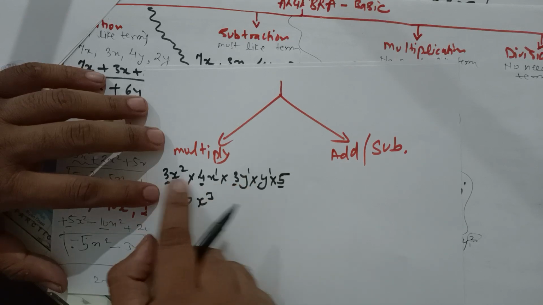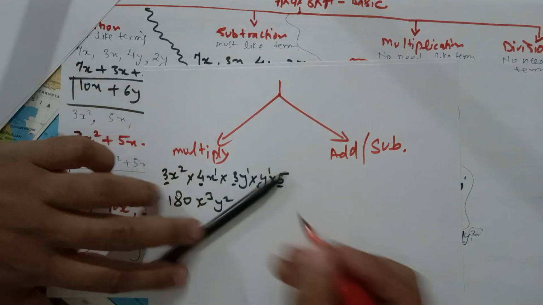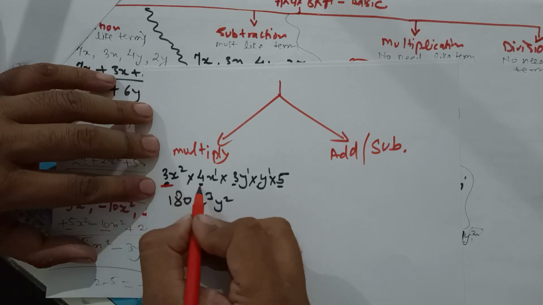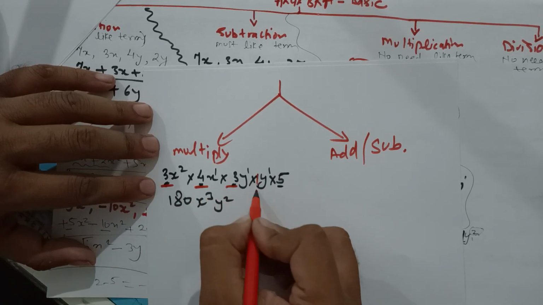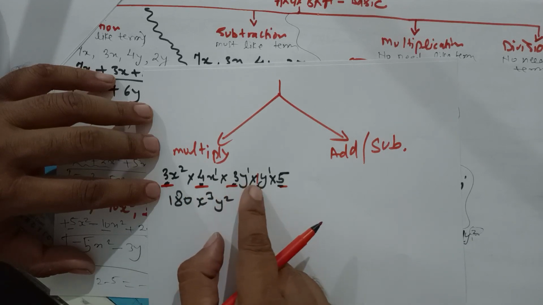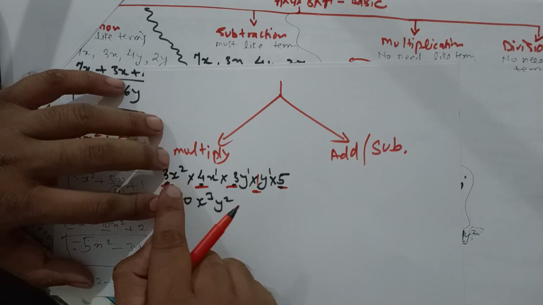So it is multiplied: 1 plus 1, y2. So how do we do it? First, multiply the numbers before the variables. 3 multiply 4, multiply 3, multiply by default 1, multiply 5. 3 fours are 12, 3 twelves are 36, into 1 is 36, into 5 is 180, and get it all added.